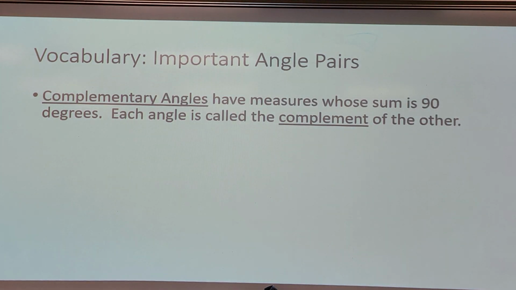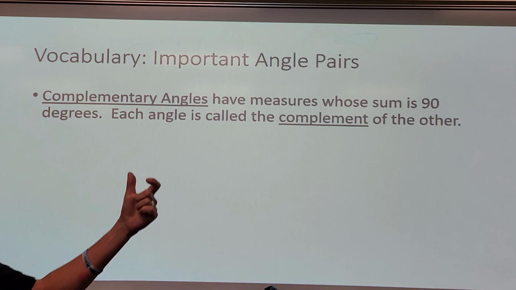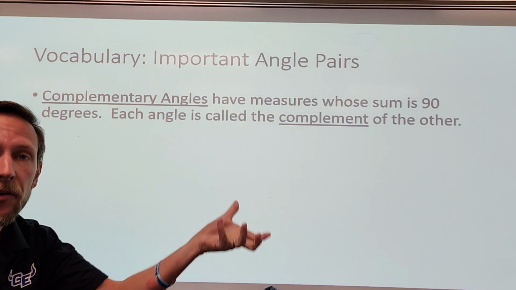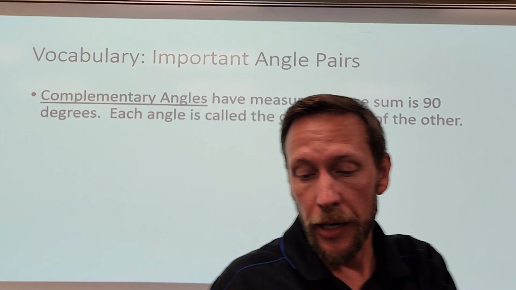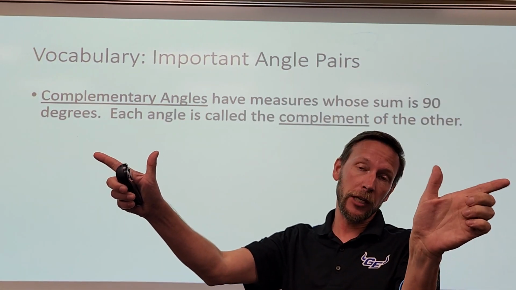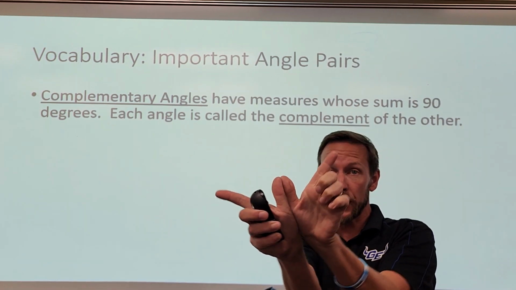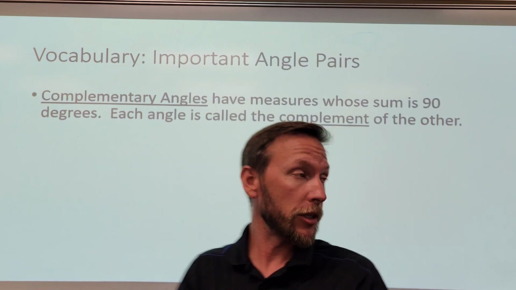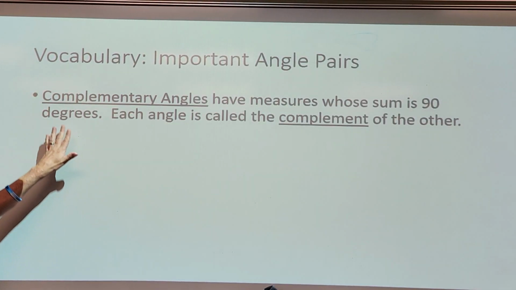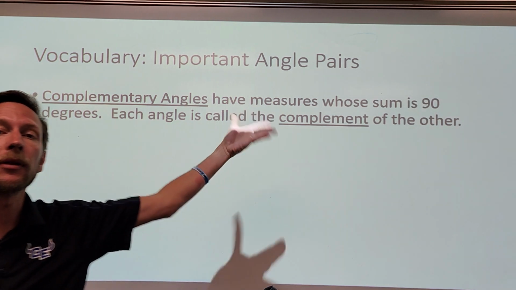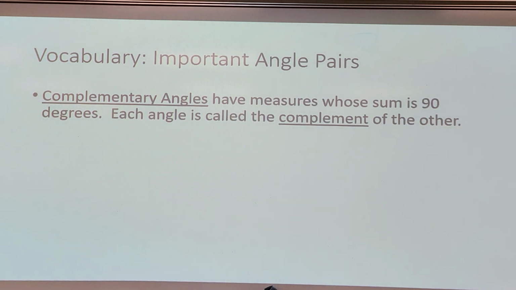Complementary angles. These are a pair of angles that have measures that sum to 90 degrees. Together, they make a right angle. Now, you can have a 45-degree angle on this side and a 45-degree angle on that side, and we would consider them complementary because if put together, their measures would sum to 90 degrees. So complementary with an E there. Each angle is called the complement of the other. And so they have measures whose sum is 90 degrees.